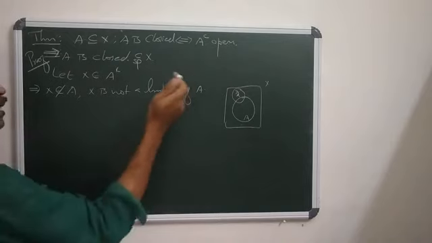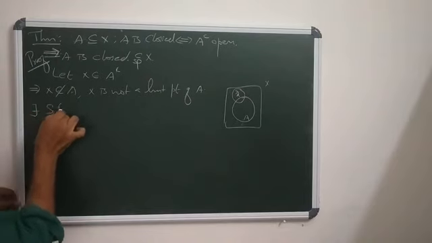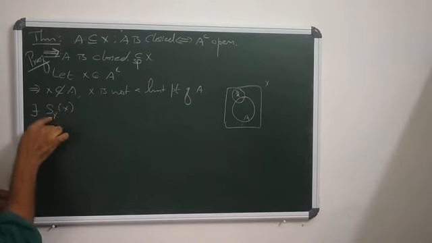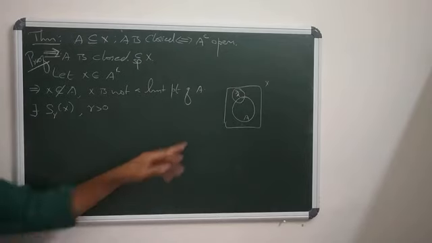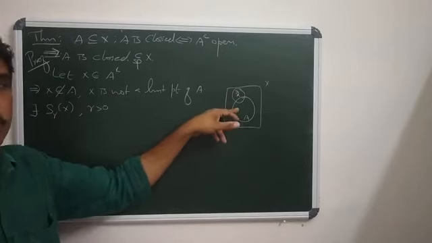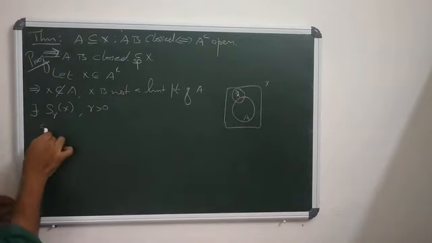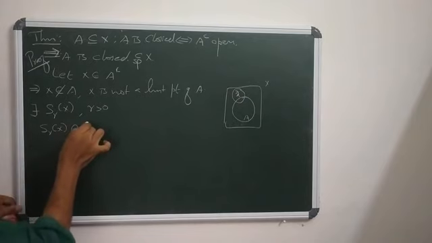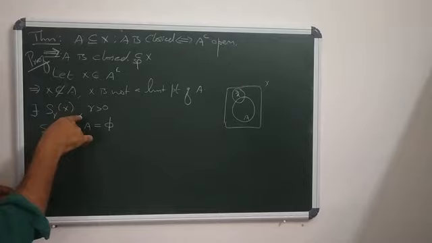Since X is not a limit point of A, there exists an open sphere centered at X having radius R, R positive, such that it contains no point of A. When X is not a limit point, this S_R(X) and A are mutually disjoint, meaning S_R(X) intersection A is empty. Clear? Why? Because of the definition of limit point.